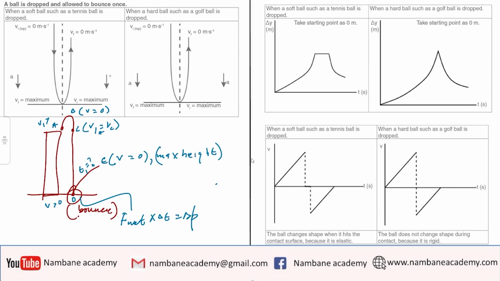You can have a soft tennis ball, or you can have a hard cricket ball or a golf ball or something like that. Something that is very, very hard. When you draw the trajectory, this is just the trajectory, because in this instance, both of them are dropped.